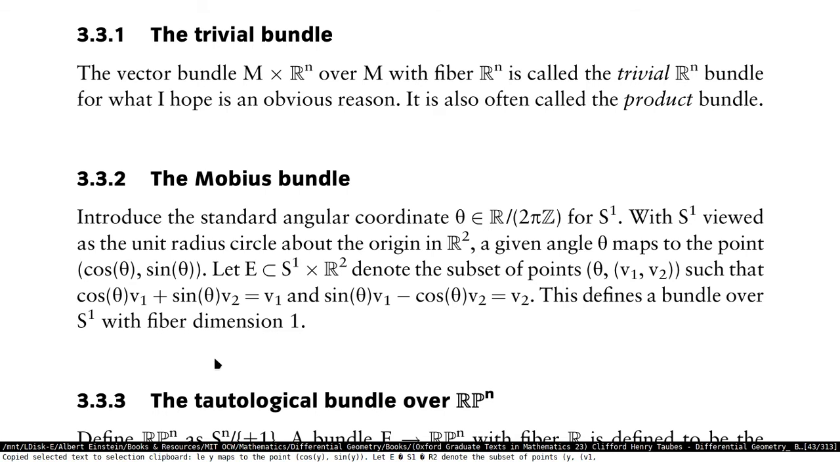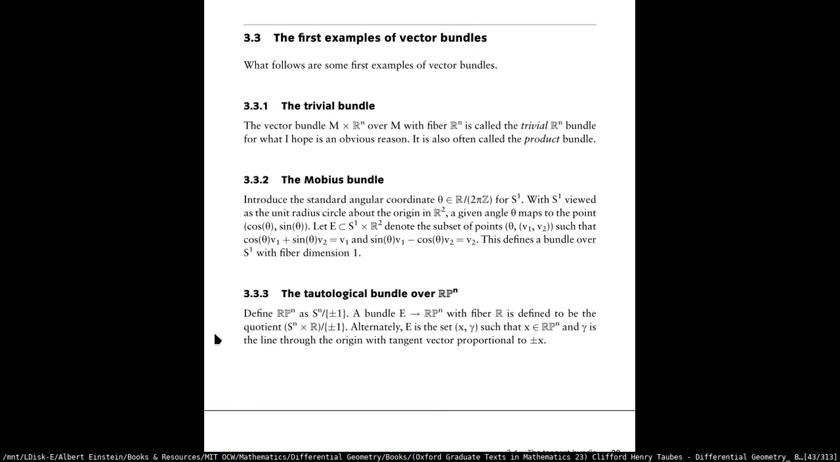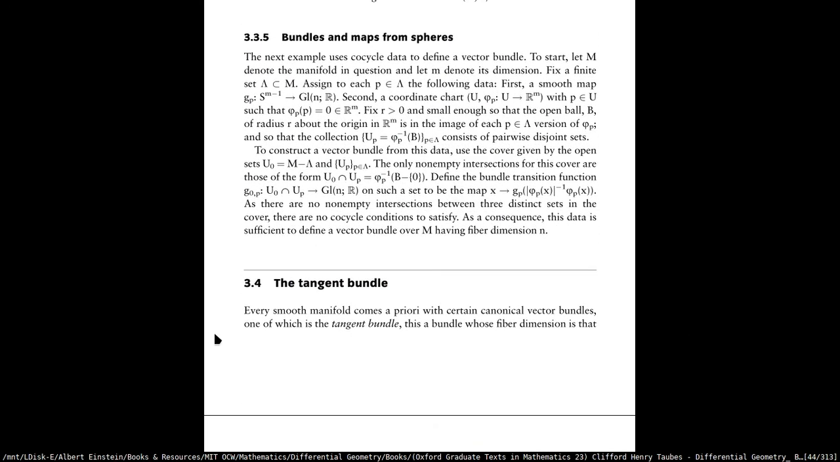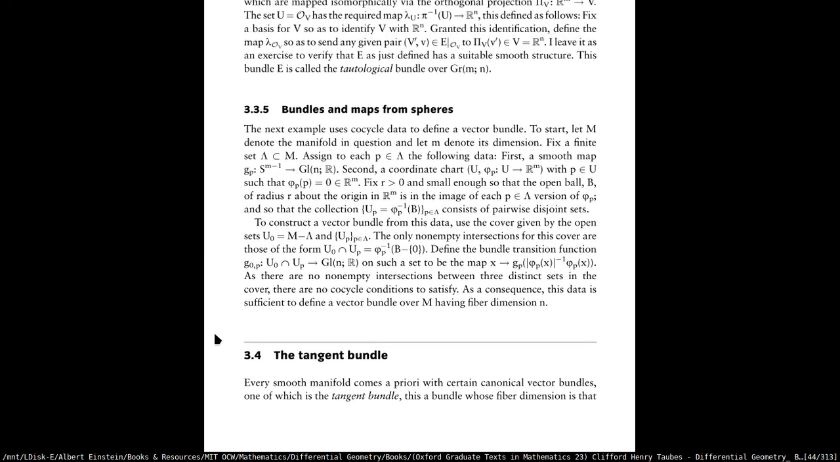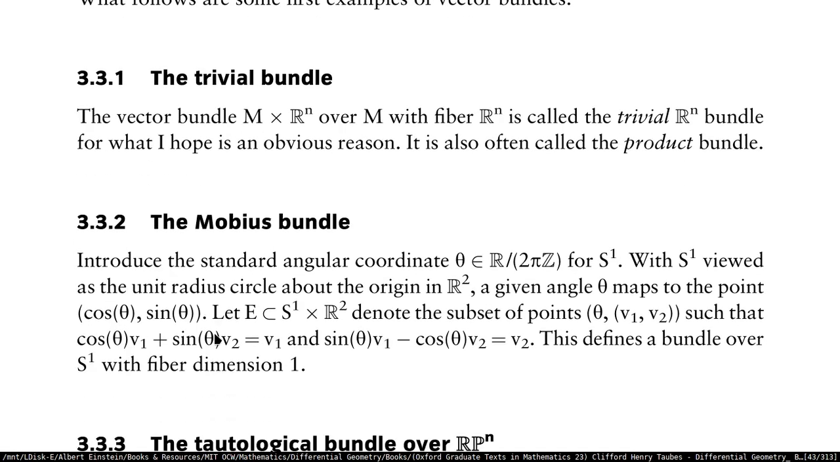That is the bundle which gives you the Mobius band. I believe they're going to explain this a bit more later. But yes, I can't picture what that condition means: cosine theta v1 plus sine theta v2 equals v1.